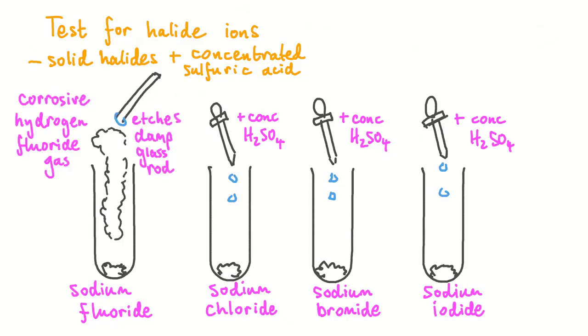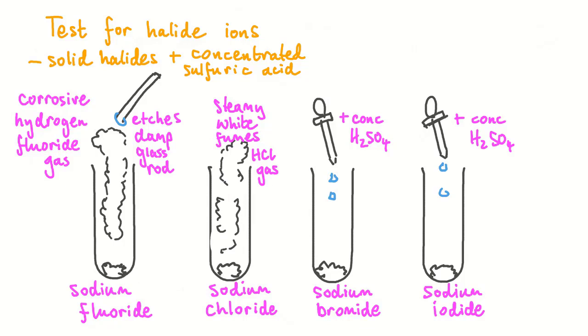Upon warming slightly, the sodium fluoride will produce corrosive fumes of hydrogen fluoride gas. This will etch the glass on a glass rod with a drop of water on the end of it. The sodium chloride will produce acidic fumes of hydrogen chloride gas. These fumes will appear as steamy white fumes. This gas will turn damp blue litmus to red.